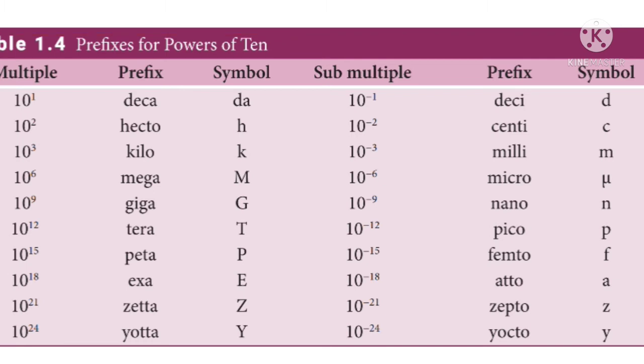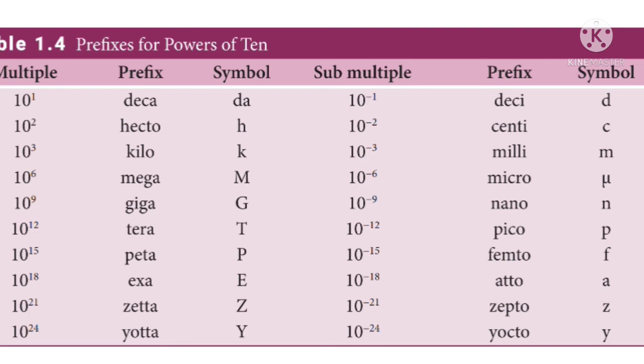Next, let us see how the very small distances are measured in terms of powers of 10. See the sub multiple. 10 power minus 1 should be called as deci. The symbol for deci is small d. 10 power minus 2 should be called as centi. The symbol for centi is small c. 10 power minus 3 should be called as milli. The symbol for milli is small m.